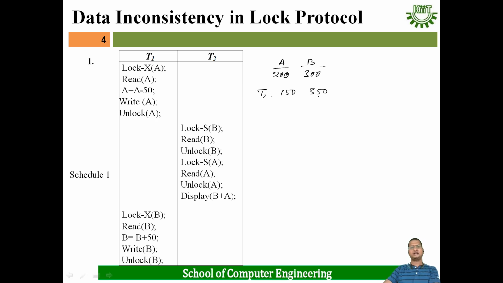And in transaction T2, when we display the sum of both accounts A and B, it will display 500. In serial manner, account A balance is 200 initially and account B balance is 300 initially. When we add the amount of both accounts, it will also be 500.